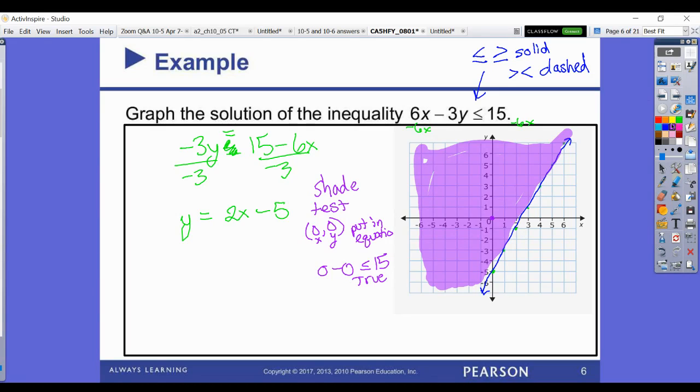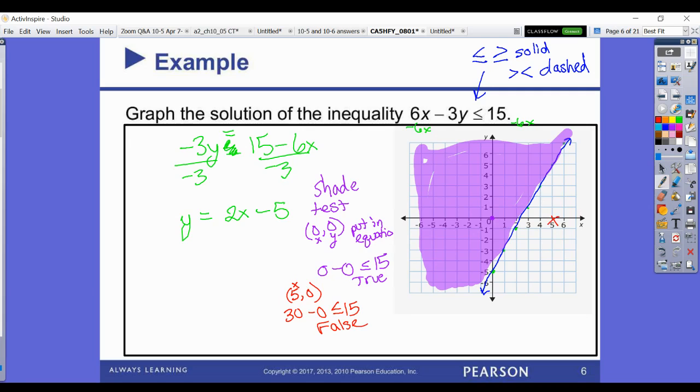Just to clarify that testing step, if you wanted to, you could always test another point. For example, let's pick a point over here on this side, like 5, 0. So I could test 5, 0. I put 5 in for x. That would be 30. I put 0 in for y. That would be 0. And this says 30 is less than 15, which is false.